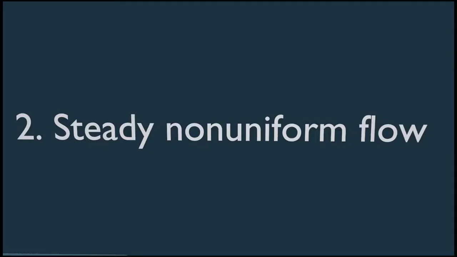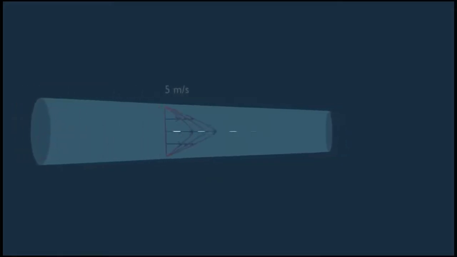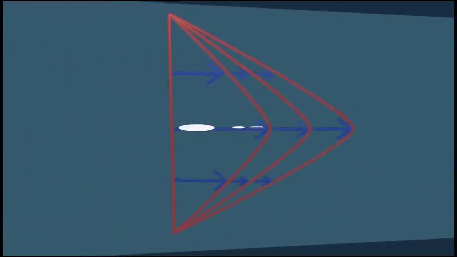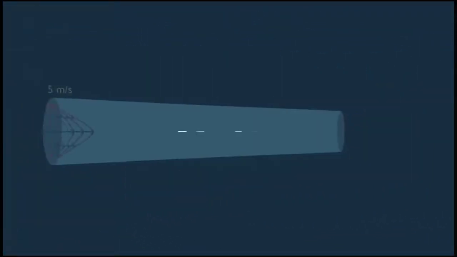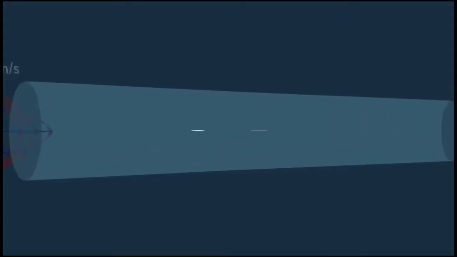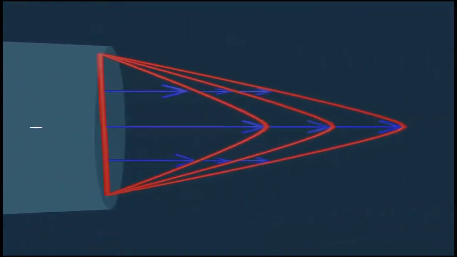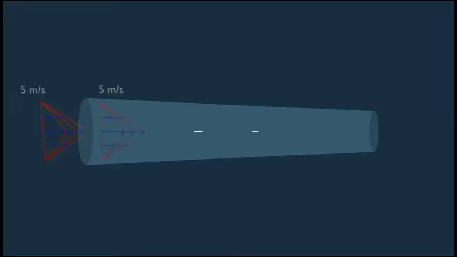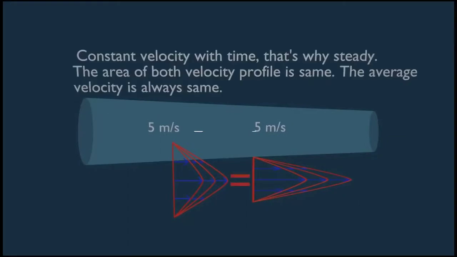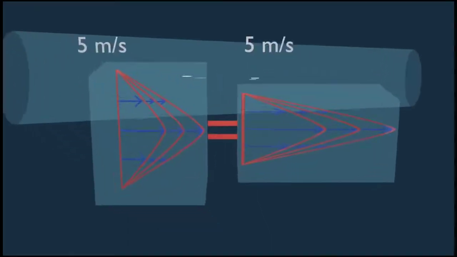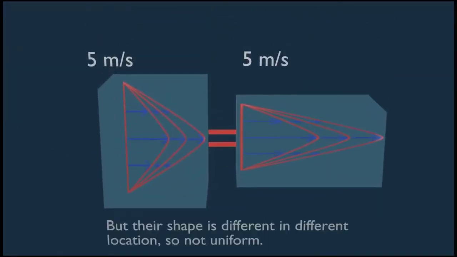Steady non-uniform flow. Notice how the velocity profile changes, but it stays the same quantitative value, that is 5 meters per second. So the velocity is constant with time, which makes it steady, but it is different from one location to the next, so it is not uniform. If you calculate the average area between these two velocity profile shapes, you will get the same result, but their shape is different in different locations, so it is not a uniform flow.